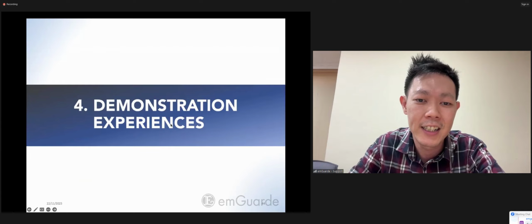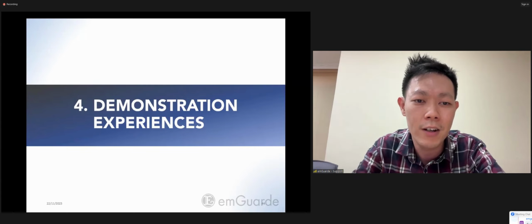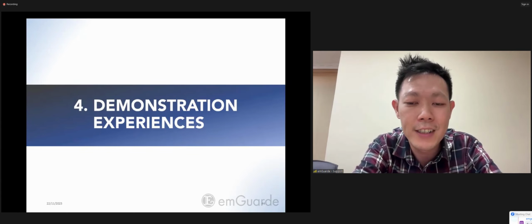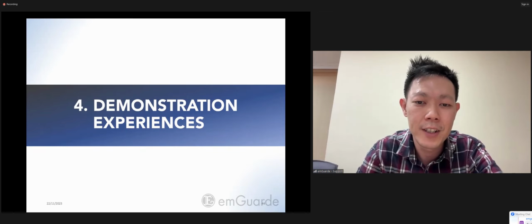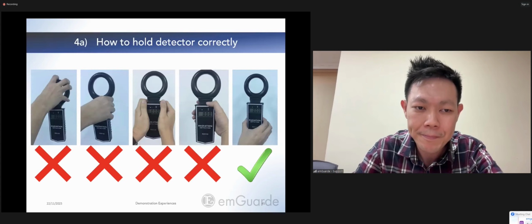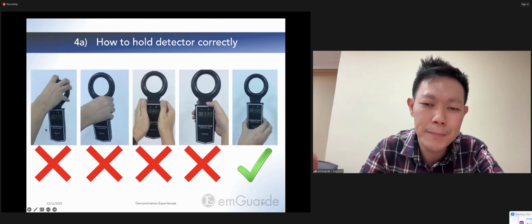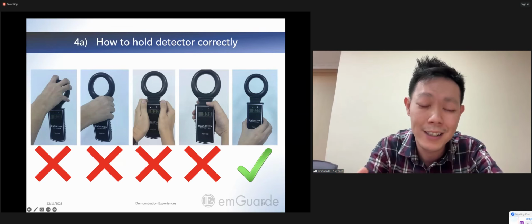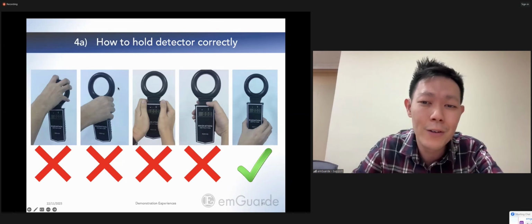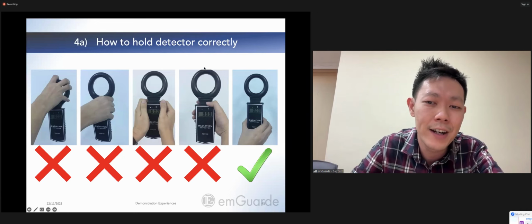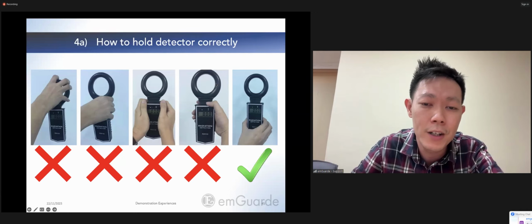Okay, now I'm going to talk about number 4, the demonstration experience. In this demonstration experience, the first one is that we can see the picture. Some of the people took the RD radiation detector to the round area, because this round area inside has a lot of copper coil.